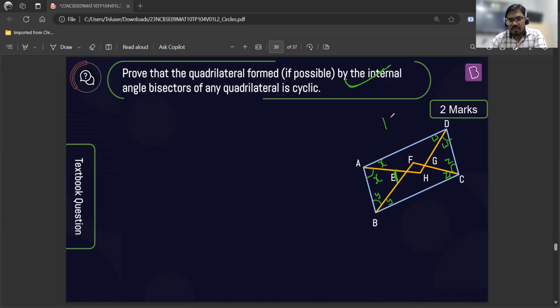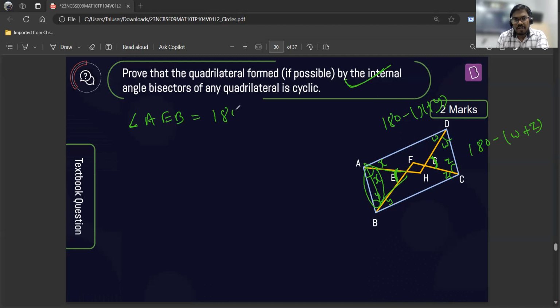This is simply 180 minus (X plus Y), by the angle sum property. We just add them and subtract to get this angle. Similarly, this angle is 180 minus (W plus Z). So angle AEB is equal to 180 minus (X plus Y), and angle DGC is equal to 180 minus (W plus Z).